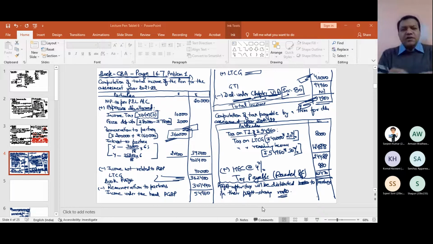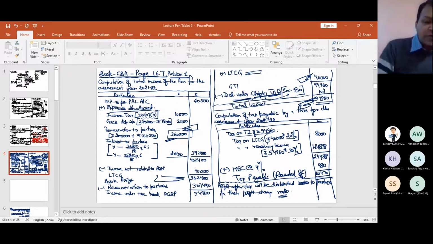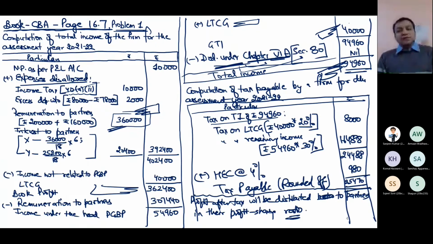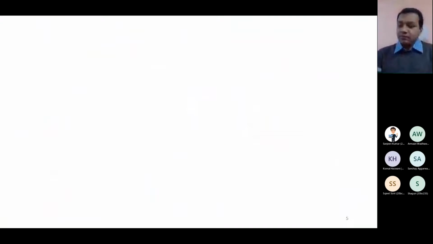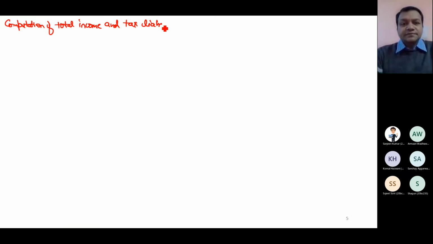Okay. Next point. Now let us wind up the income of partners in the same question. Such questions normally ask you to compute the tax of the firm as well as partners. So now another format, same question is going on. Computation of total income and tax liability of partners for the assessment year 2021-22.